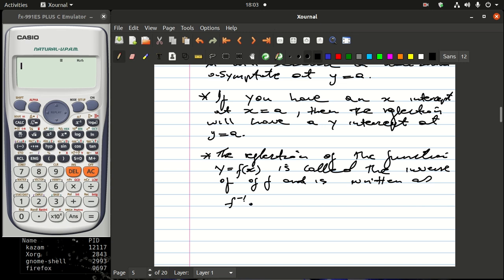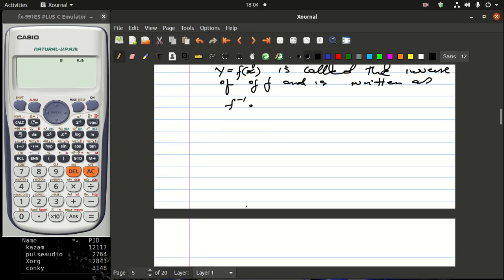Sometimes the inverse is a function, sometimes it is not a function. And with this inverse, the domain of the original function will become the range of the inverse. The range of the original function will become the domain of the inverse. So we are also switching the domain and the range for this particular function. Let's take some examples here.